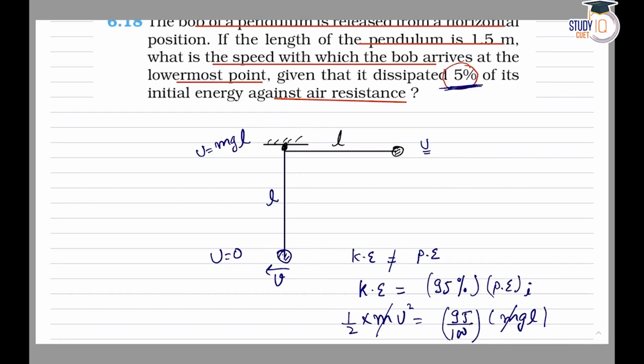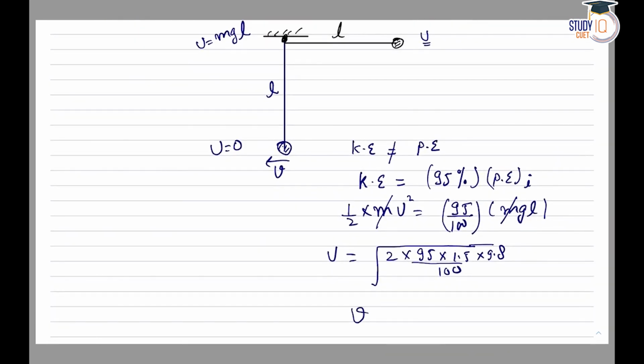On substituting the given values, the speed at the lowest point comes out as the square root of 2 into 95 into 1.5 into the value of g, that is 9.8, divided by 100. On further solving this, the speed at the lowest point comes out to be 5.28 meter per second.